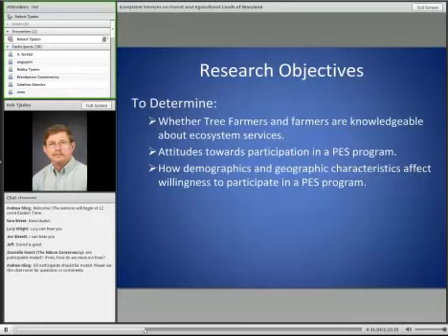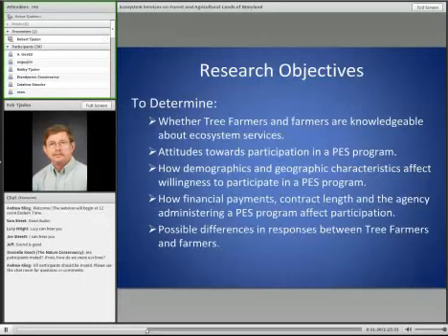The demographics being age, education, income, location in the state, things of that sort. We'll go into more of those details. Other objectives we had are how financial payments, contract lengths, and the agency administering a payment for ecosystem service program would affect participation, and if there were any possible differences in responses between tree farmers and farmers.